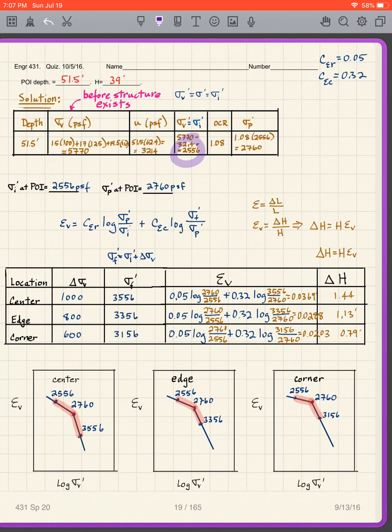Our goal is to fill in my settlement equation. There's my base equation right there: C epsilon R log sigma prime p over sigma prime I plus C epsilon C log sigma prime f over sigma prime p. That gives me the strain, epsilon v. And then epsilon v is delta h over h. Our goal is to get delta h, which is h times epsilon v. We've already calculated out the h.